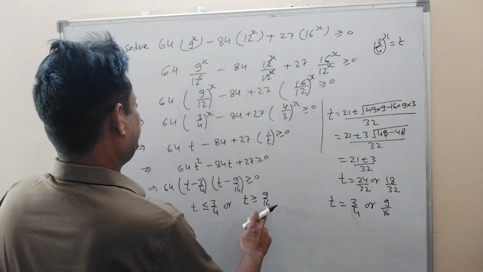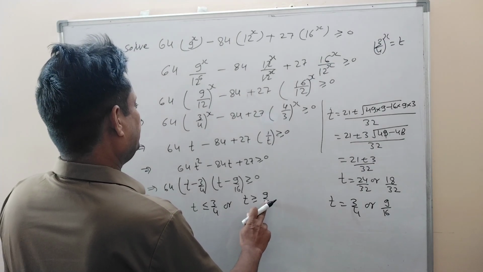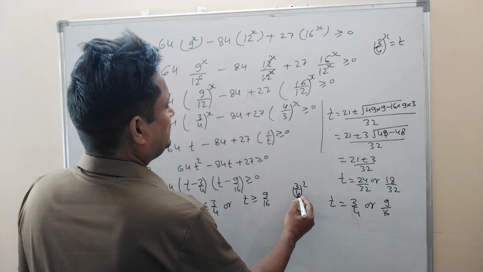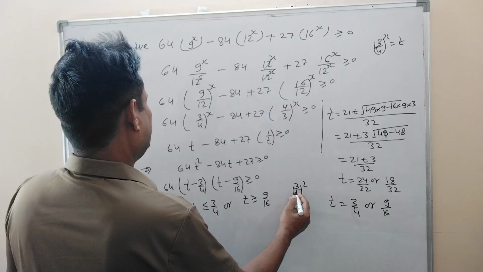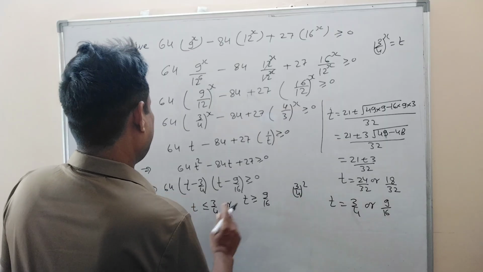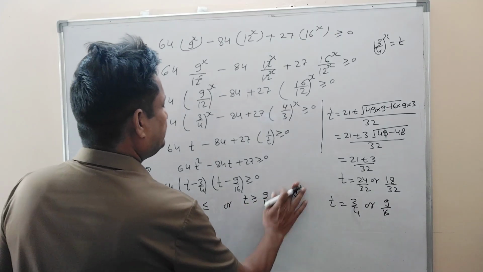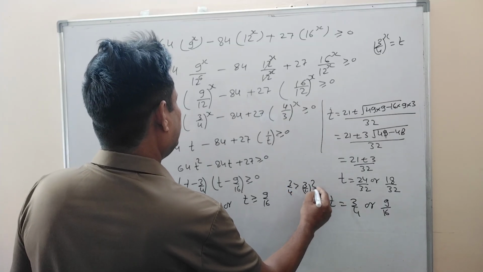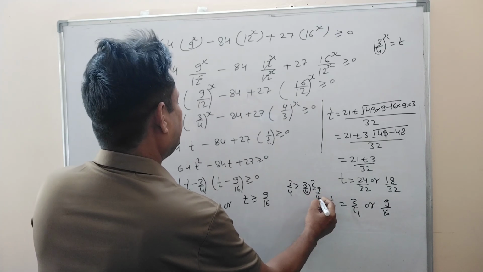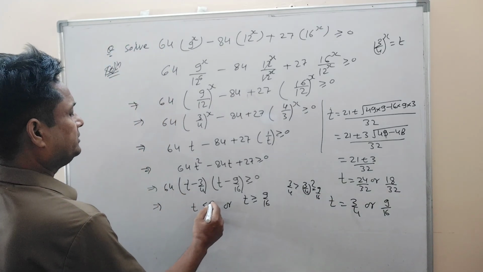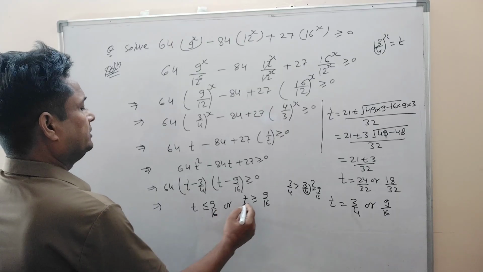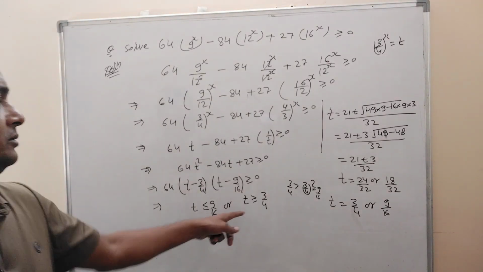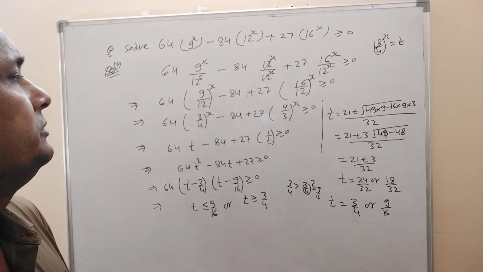This is 3 by 4 whole square. And this is how much? 3 by 4 is greater than 3 by 4 whole square. That means 9 by 16. So this is t less than or equal to 9 by 16 or t greater than or equal to 3 by 4. So these are the solutions of this equation.